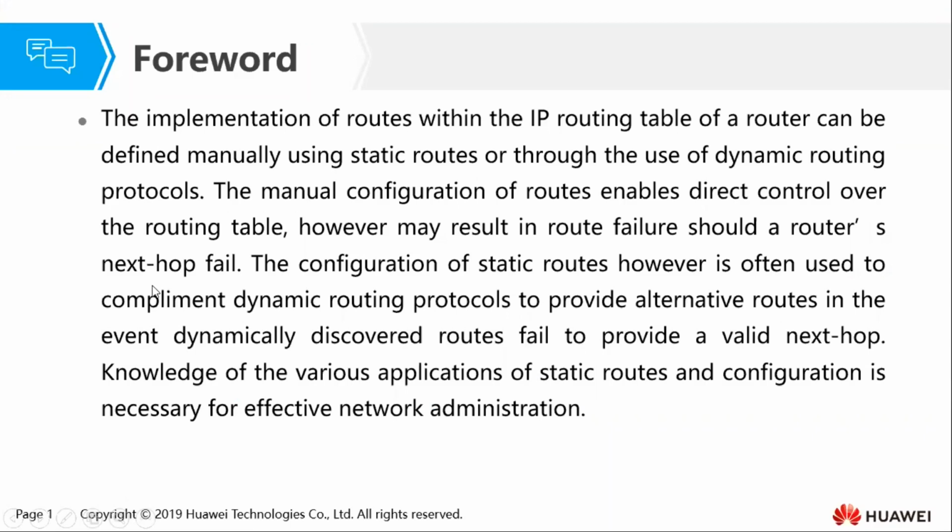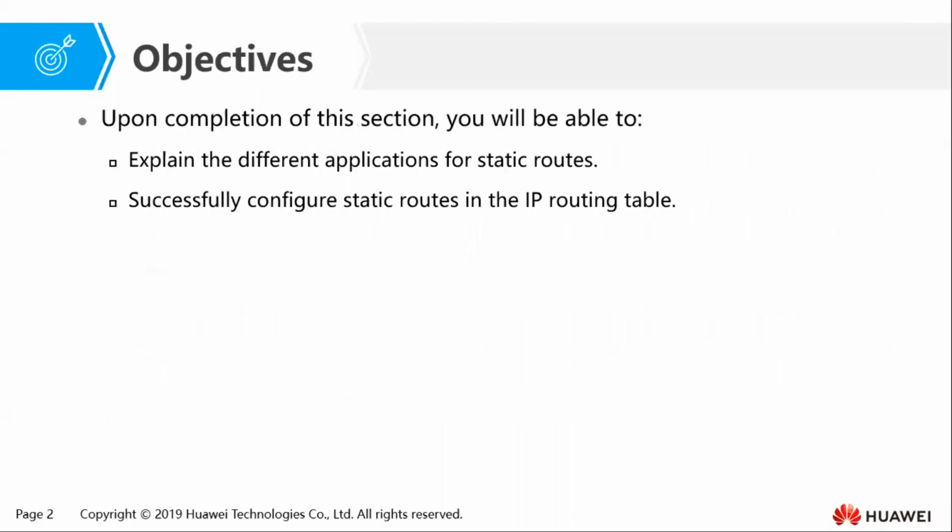Manual configuration of routes enables direct control over the routing table, however, it may result in route failure should the router's next hop fail. So that's one of the biggest disadvantages of manually configured routes. It cannot change. The configuration of static routes, however, is often used to complement dynamic routing protocols to provide alternative routes in the event dynamically discovered routes fail to provide a valid next hop. So knowledge of the various applications of static routes and their configuration is necessary for effective network administration.